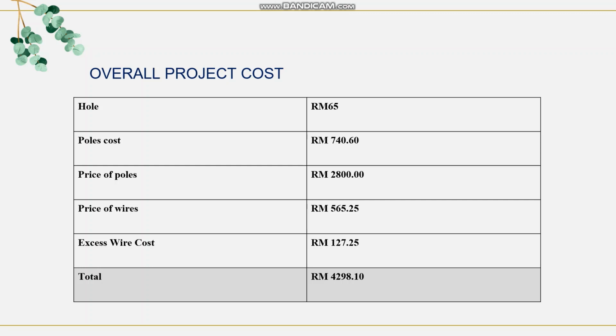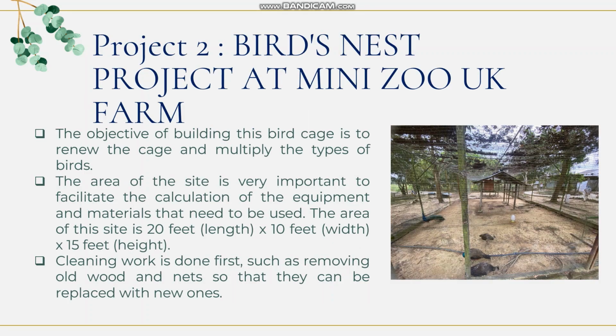For the overall project cost, the pole cost is 65 ringgit, the price of the pole is 740 and 60 cents, the price of the wire is 2,800, and the access wire cost is 565.25 cents. The total for the whole project is 4,298 ringgit 10 cents.